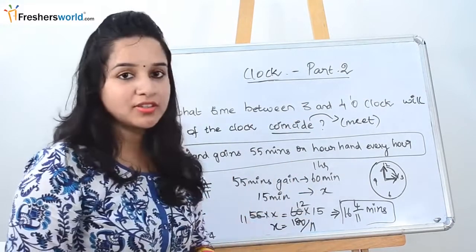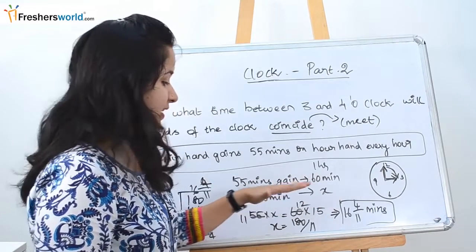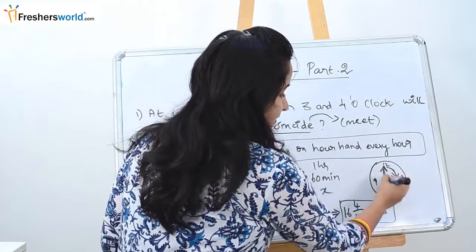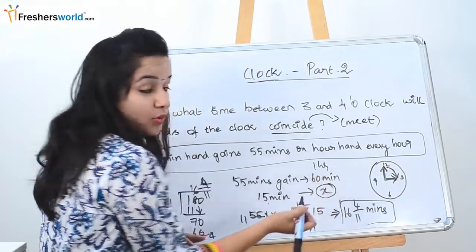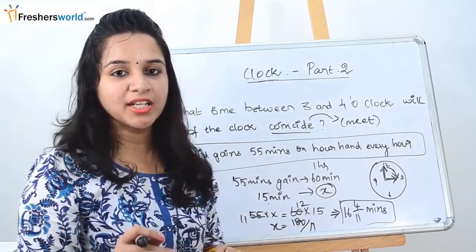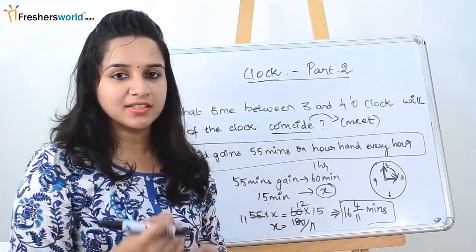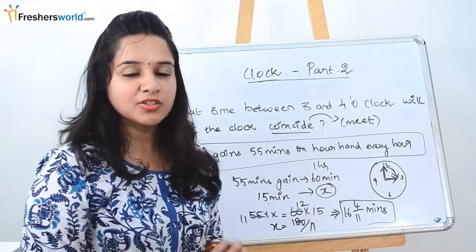So how to solve the sum? First we know that 55 minutes gain for every 60 minutes. Then how many minutes we have to gain here for them to meet? 15 minutes, from 3 to 4. So 15 minutes you will take here. You have to find the unknown variable here. Once you find it, in case of a fraction, you can write it as 16 4 by 11. If they have asked in decimal points, you can just solve it further and write whatever is there in the quotient. So this is how you solve the sum.